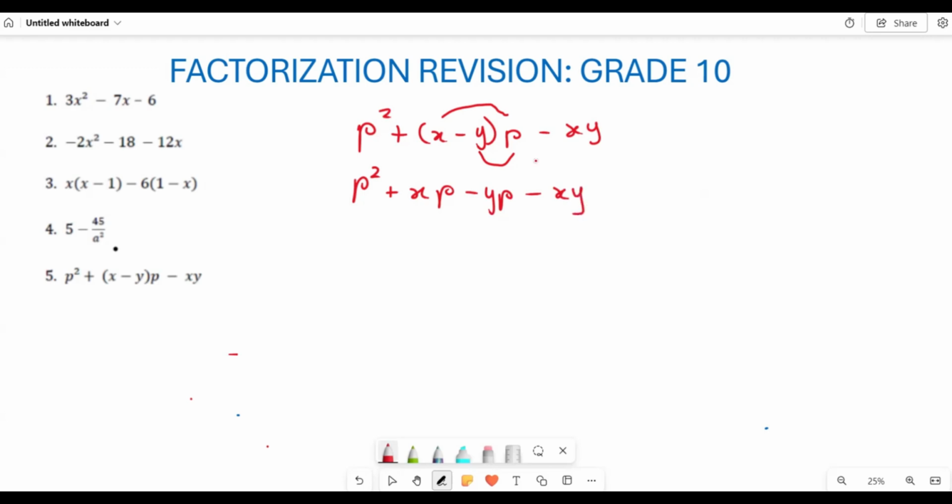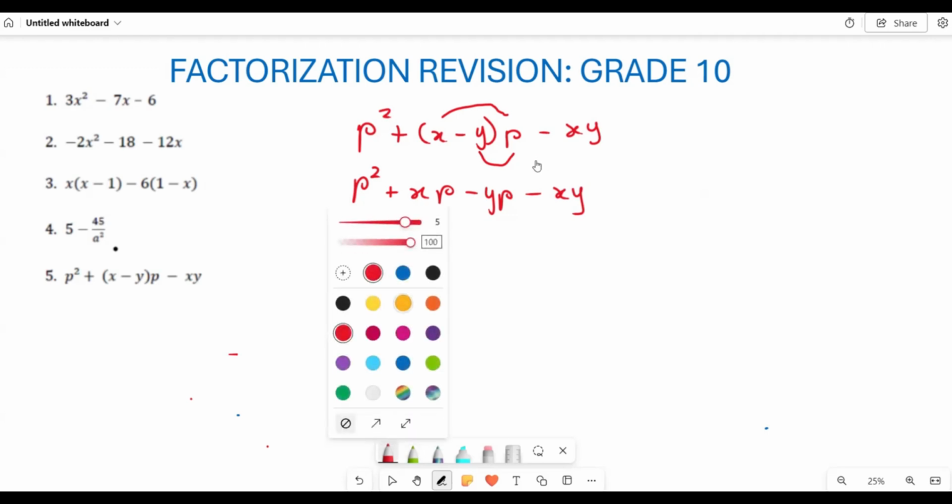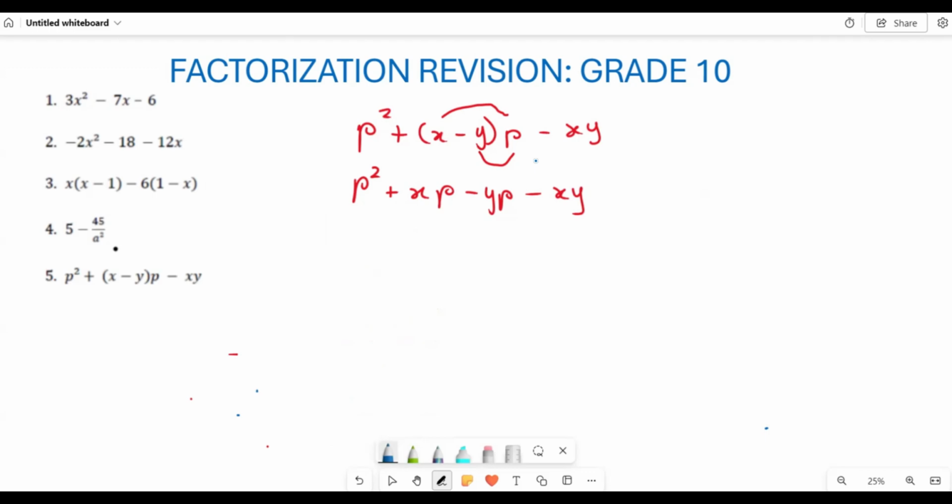Now that's what I am going to do. And then from here, this is where I can do factorization by grouping. How am I going to do that?